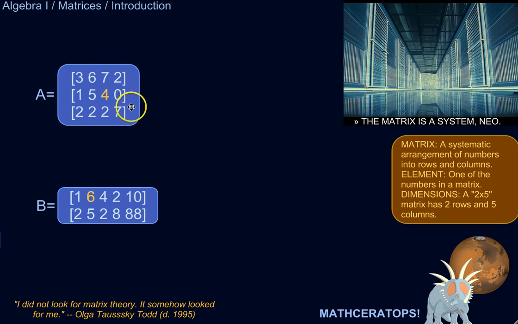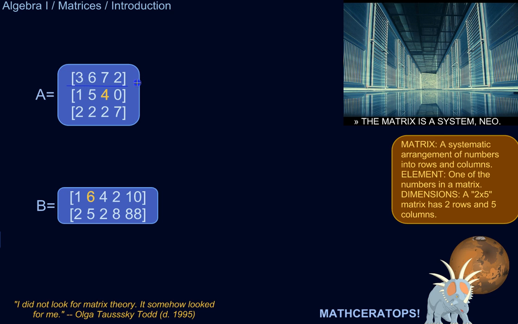Each of the numbers is an element of the matrix, and usually to name matrices you use a capital letter. So I'm saying matrix A is this thing. And then matrices have dimensions. You can talk about a 2 by 5 matrix or a 3 by 4 matrix. The first number is how many rows it has, and the second number is how many columns it has. So this matrix A has 3 rows, one, two, three.